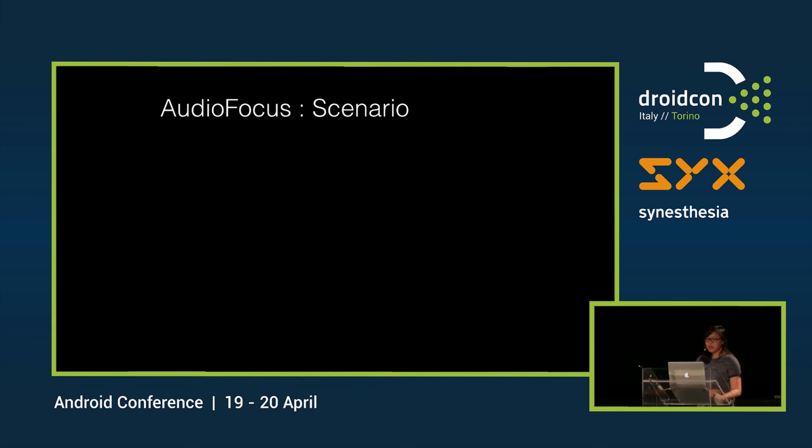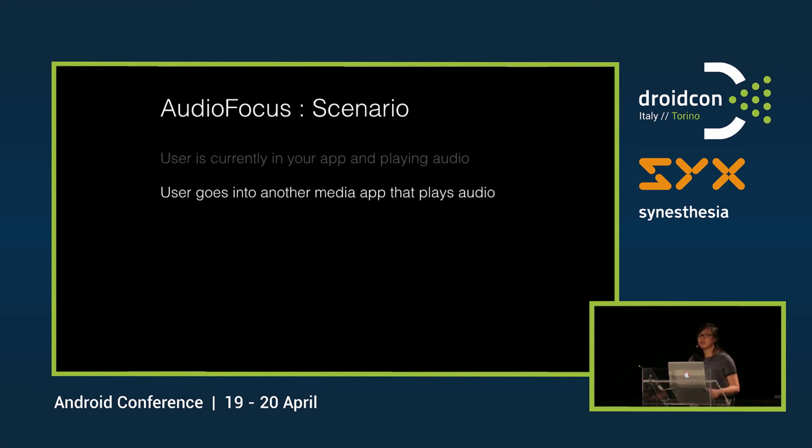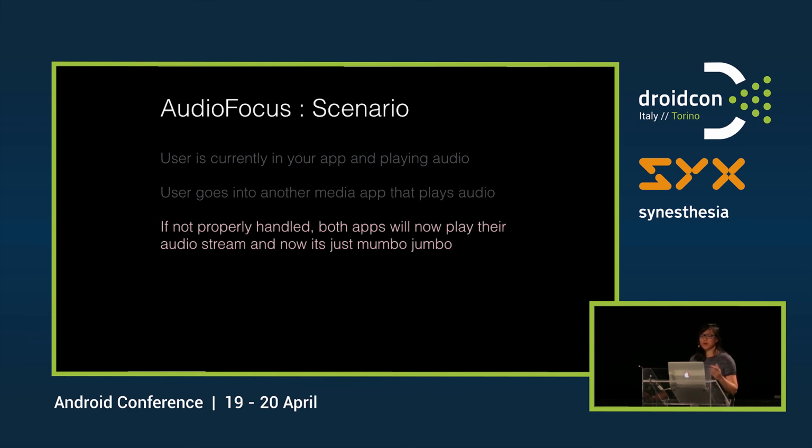So let's take a look at an example to see what this possibly means. If a user is currently in your app and your app is playing some kind of audio, either just sounds based on what the user is doing or a soundtrack, and then the user goes into another app that plays some audio, if your app doesn't handle it properly, then both apps are now trying to play audio at the same time. And now the user can't really tell what is being played at all, because it's two different streams of audio coming at the same time, just playing without regard to each other.